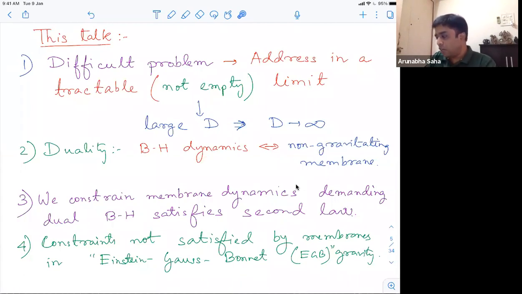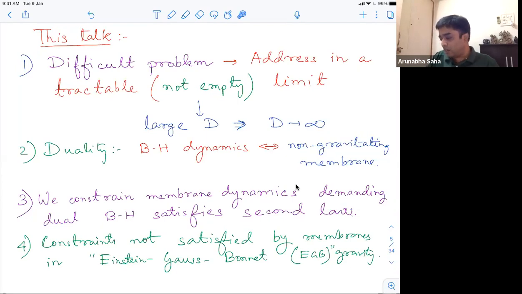Now, as Shiraz already said, my style of approach to this problem will be to constrain the membrane dynamics, demanding that the dual black hole actually satisfies the second law. Since I assume that there is a one-to-one map between dynamics, if I can find a quantity which, at least in some sense, reduces to black hole entropy and which always increases in the membrane picture, then I can use that to constrain the black hole dynamics.